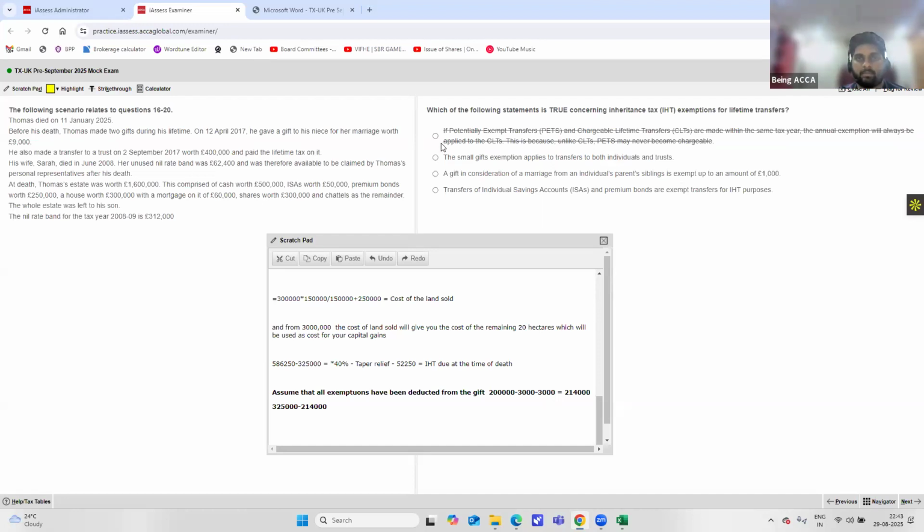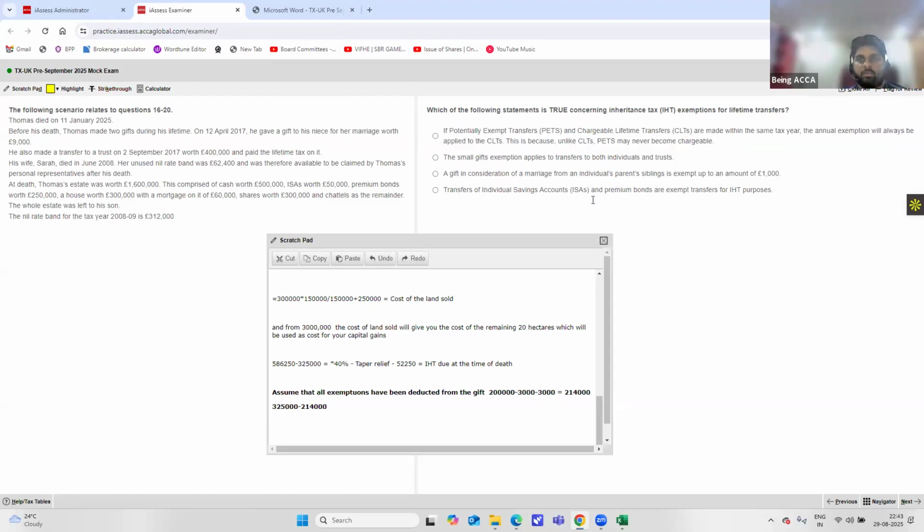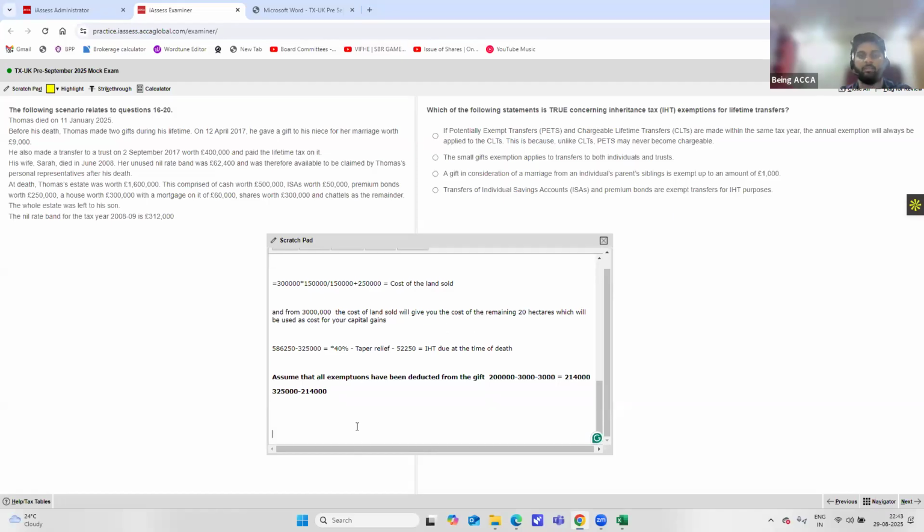Okay. So let me tell you something. So here, what is the point that has been mentioned? If potentially exempt transfers and chargeable lifetime transfers are made within the same tax year. So say, for suppose, you have made, on 1st August 2017, a first gift to your daughter. Now what is this? Is it a potentially exempt transfer? Yes.